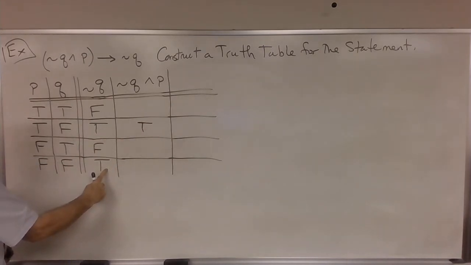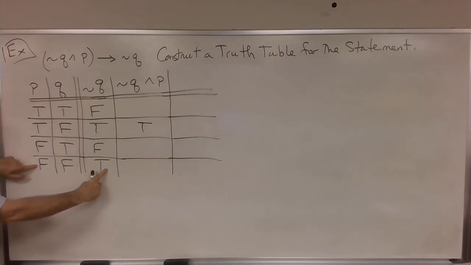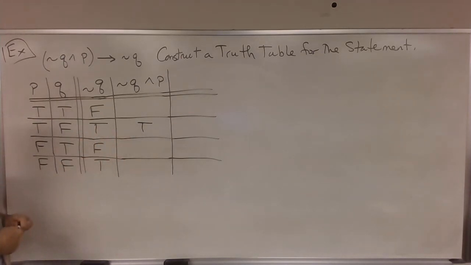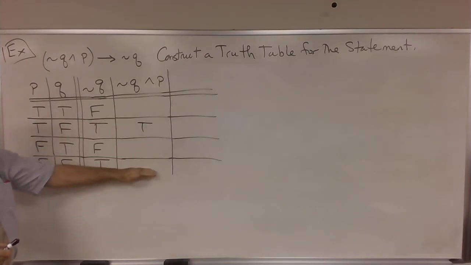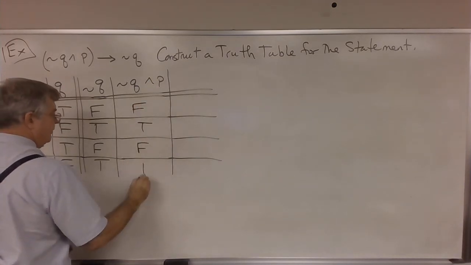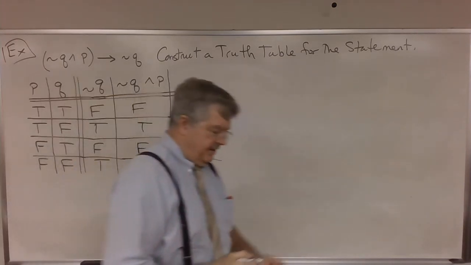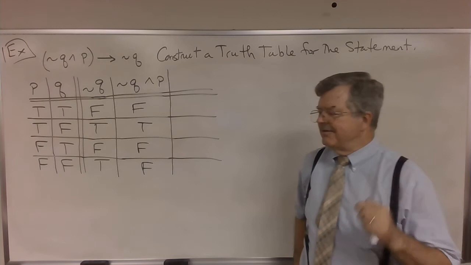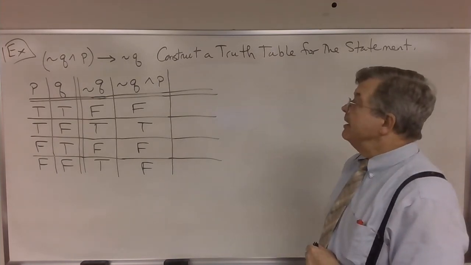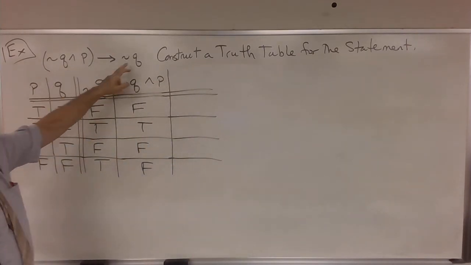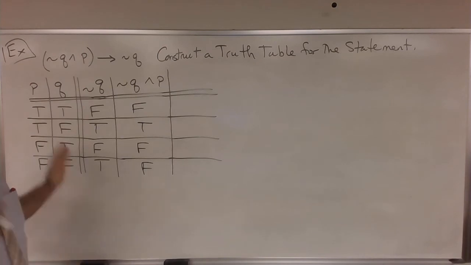Let's see. Not Q is true down here also. Oh, but look. P is false. This is the only time when not Q and P are true. All of the other times, this statement is going to be false. I love it. Just know the special case and we can fill in everything else afterwards. I love it when I don't have to think too much. Okay, we have not Q and P, and we have not Q. So we can do the rest of this.